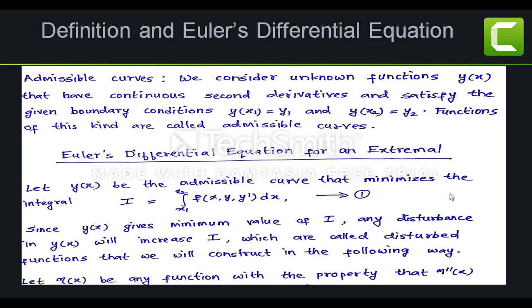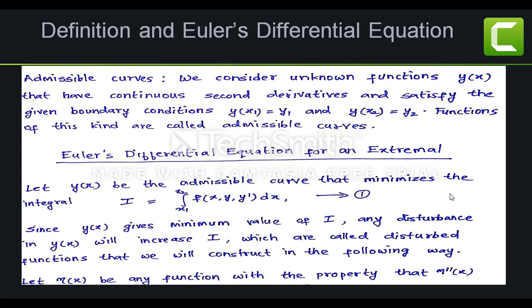Now admissible curves need not give you the exact solution, but they are the quantities which can be considered as a solution. So first we assume that y of x is one of the admissible curves. Now since y of x gives the minimum value, so we are assuming that y of x gives the minimum value of I. Now if you give any disturbance in the function y of x, since y of x gives you the minimum value, any disturbance in y of x, that is any change in y of x, will increase the value of I.